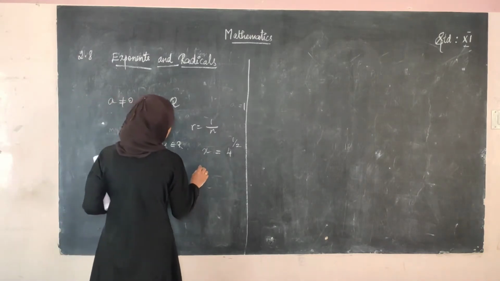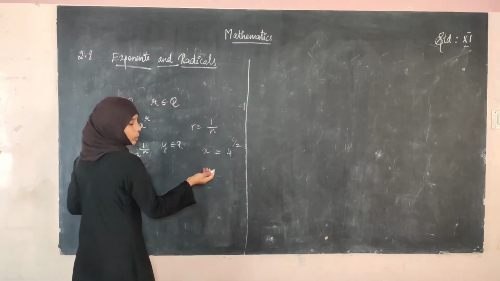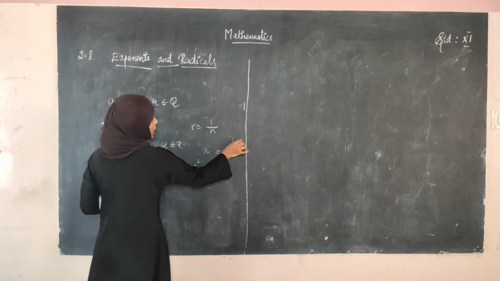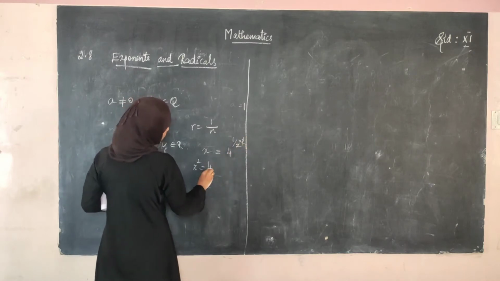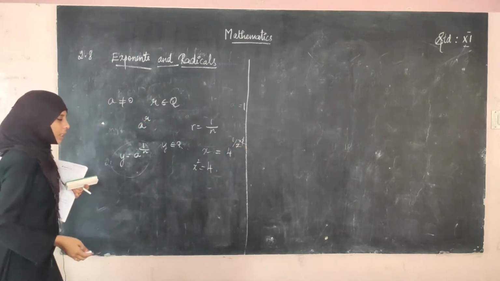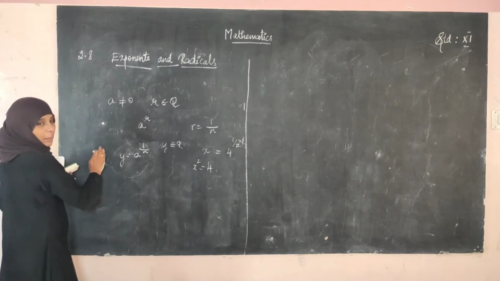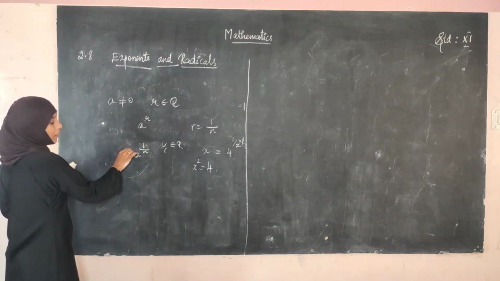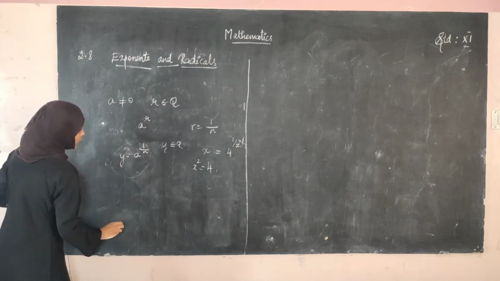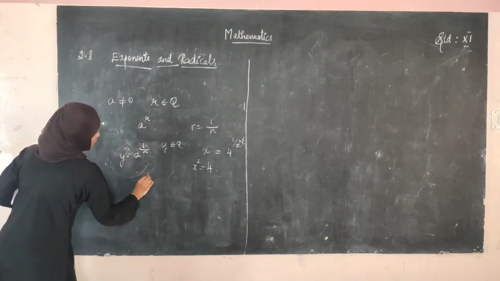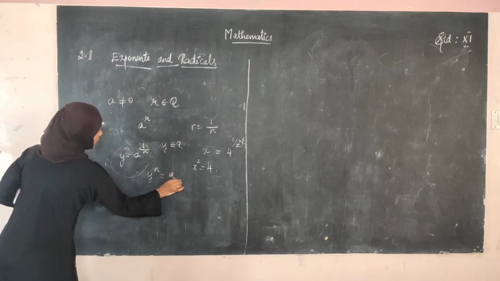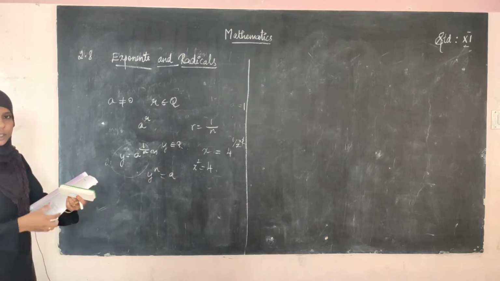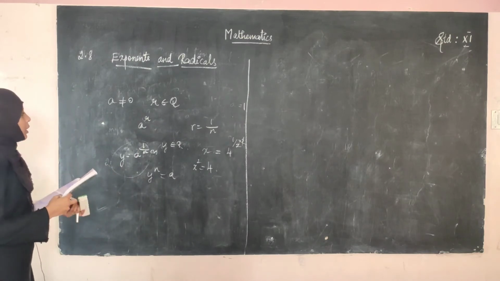When we square both sides, x square is equal to 4, since the square and the root cancel. Likewise here, we multiply the power by n. When we multiply in the power, y power n is equal to a into n, which becomes 1, so y power n is equal to a. This is how we can find the radicals.